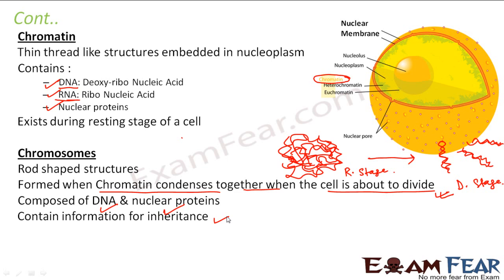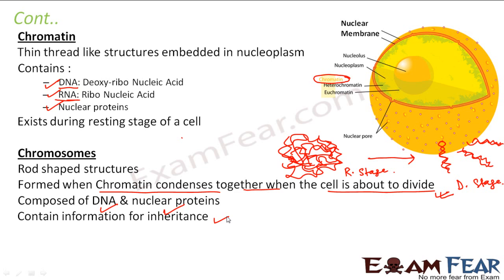Because the same genes which were there in your grandfather, some of them came to your father, and again some of them came to you. So that is how the genetic information is carried over from one generation to another. And the genetic information is contained in this DNA, that is deoxyribonucleic acid.